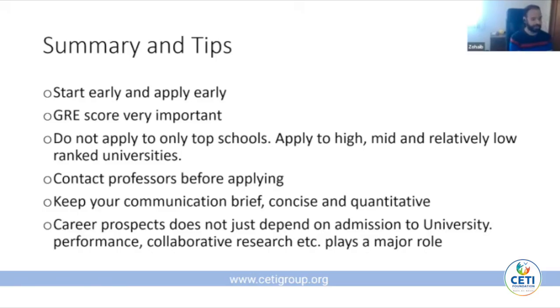GRE score is very important, and I indicated that earlier. The other important thing is do not apply to only top schools. You might be interested in good schools which are well known, but I would suggest applying to high, mid, and relatively low ranked universities just to keep a balance. Even if you have a good GPA and a good reference letter, there is a chance that you might be rejected by the top school. So you need to keep your options open and apply to all different kinds of universities. I have also seen that sometimes, by applying to a mid-level university with a good GRE and GPA score, your chances of funding are much higher than applying to a top-level university.